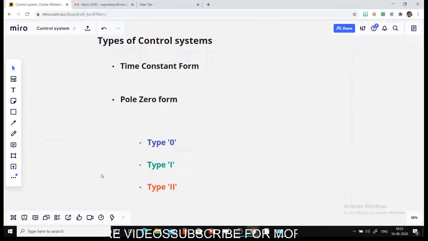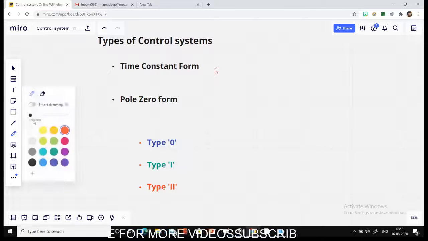Okay, so let us discuss how this standard form works, and then let us discuss how these type of systems can be classified. So the open loop transfer function can be represented in two forms. The first form is called time constant form, in which you will find the tau or time constant T is used in terms of G of s.